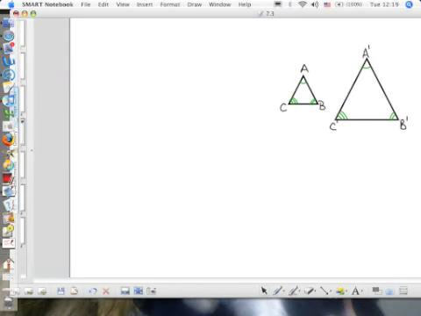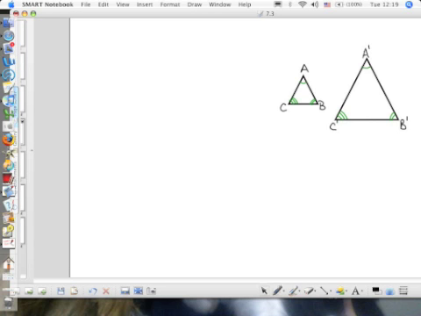Why do you think that's so? Because the sides can be different sizes and the angles can still all be congruent. And if the sides are different sizes, then they're not congruent triangles. But if all the sides are in the same proportion, then yes, they are similar triangles. So let's start with this.